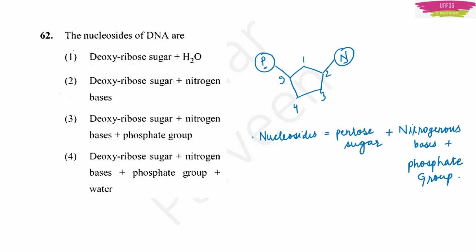Okay, here water is present, so this must be the wrong answer. Here only nitrogenous bases is present. This is also the wrong answer. Then we have deoxyribose sugar, nitrogenous bases and phosphate group. So third option is the right answer. The fourth option is automatically wrong. We don't have to look at it. So the third option is the right answer.